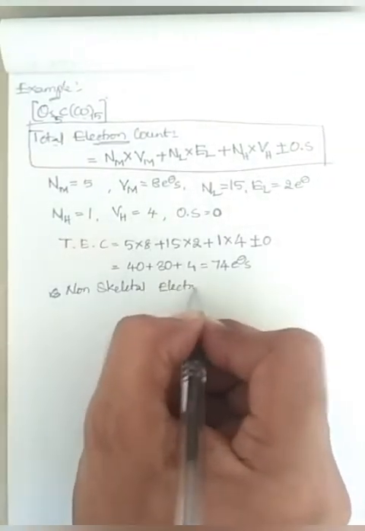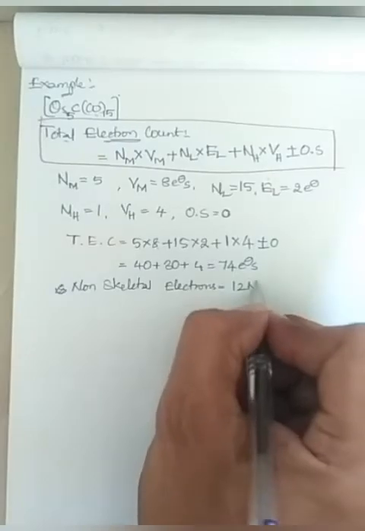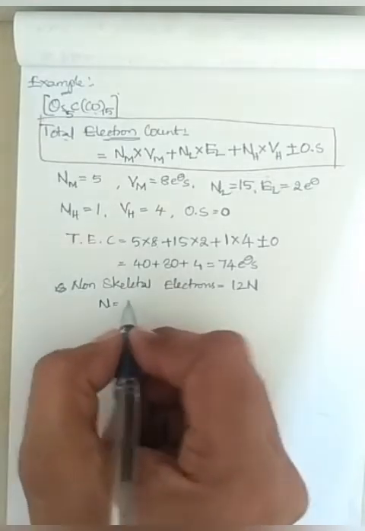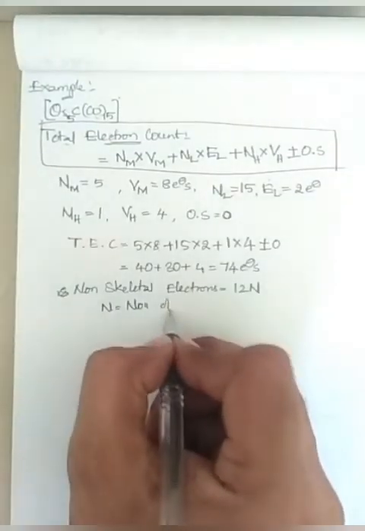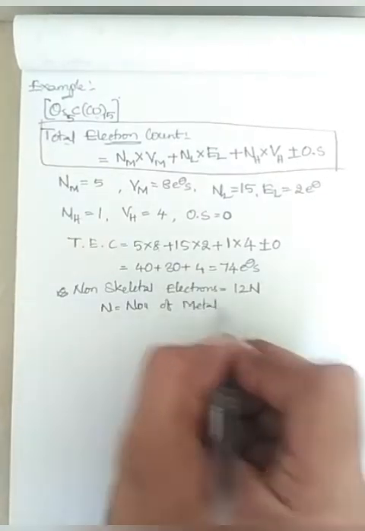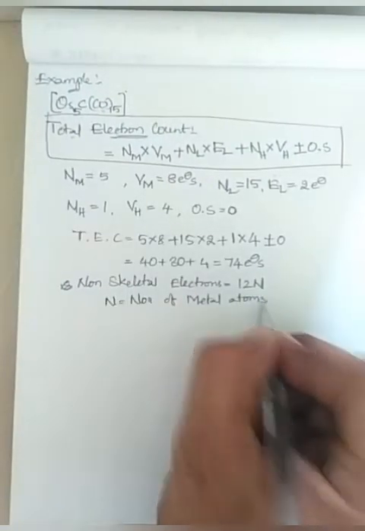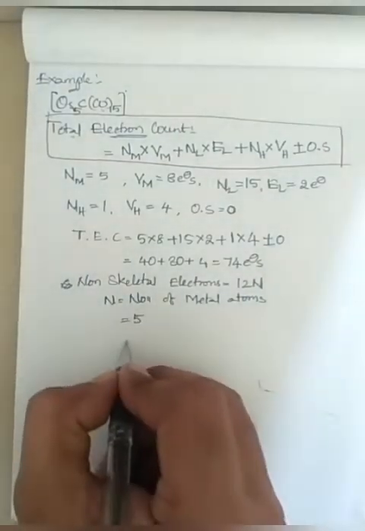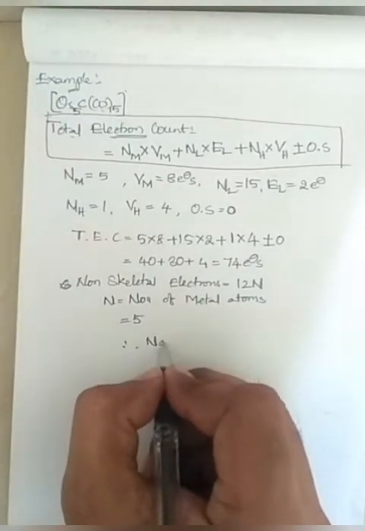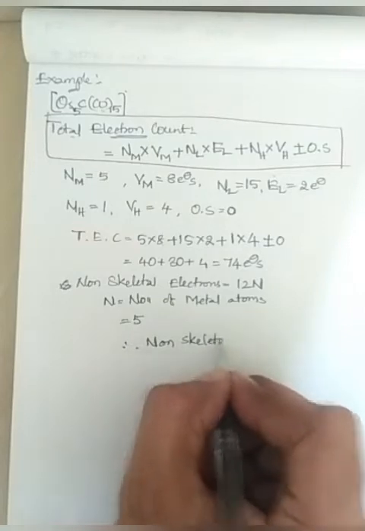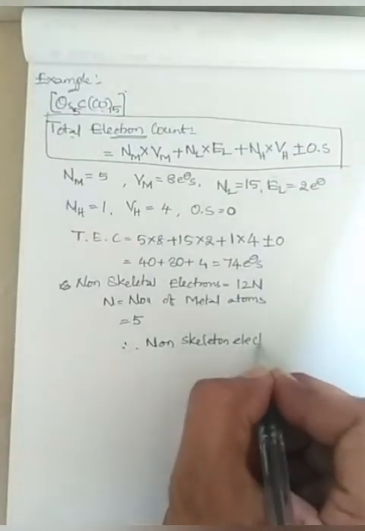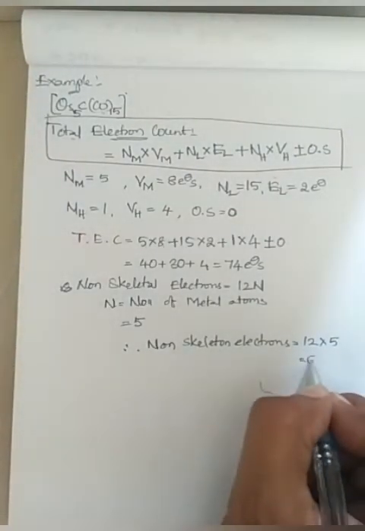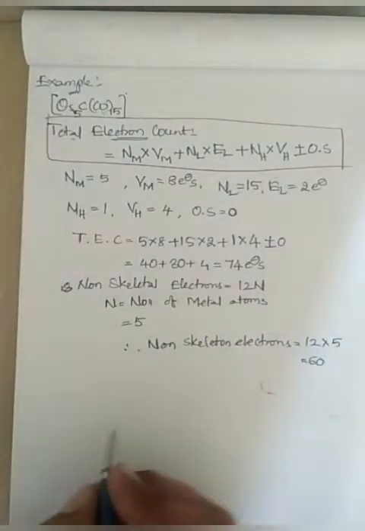Electrons, that is equal to 12 into n, where n is equal to the number of building block units, or we can say the number of metal atoms or metal ions, right? Here the number of metal atoms is 5. So therefore non-skeletal electrons is equal to 12 into 5. That means it is equal to 60. 12 fives are 60, right?